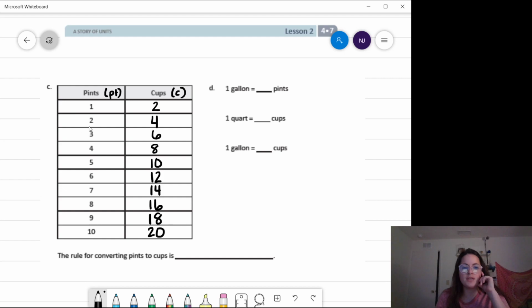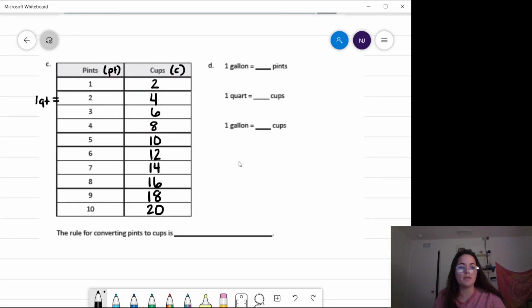All right, so I want us to take a look at the 2 pints. So what do we know about our relationship between pints and quarts? I would hope that we recognize that 2 pints is equal to 1 quart. So I encourage you to write that off to the side.